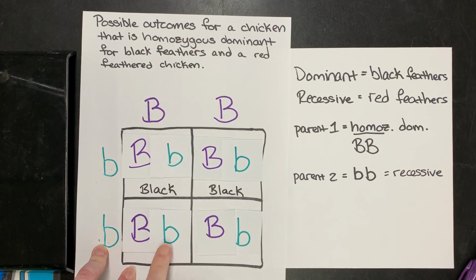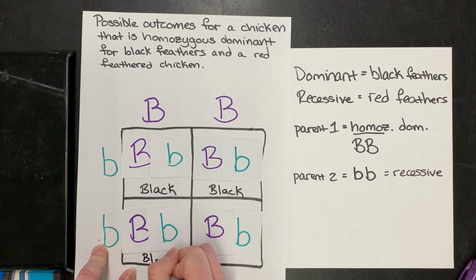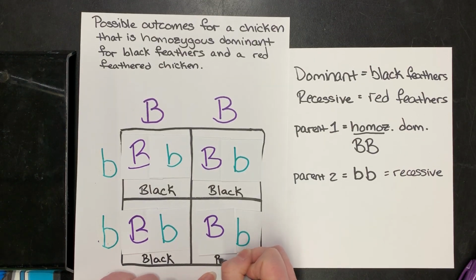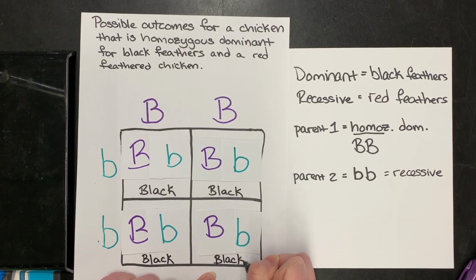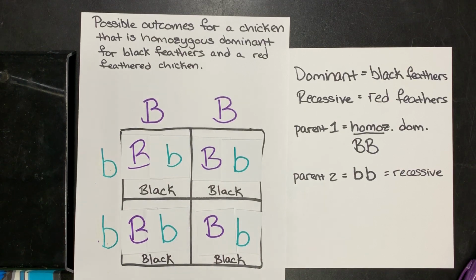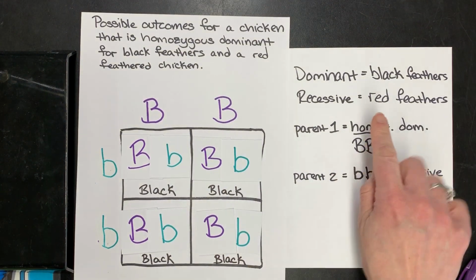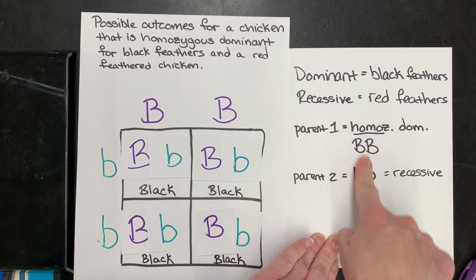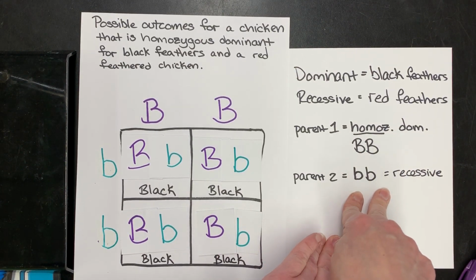Same thing here, big B, little b. This offspring will be black. And big B, little b again. This offspring will be black. So what is the percent chance that a homozygous dominant for black feathered chicken and a red feathered chicken will have a black feathered baby?